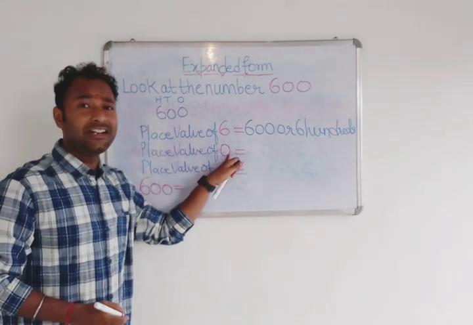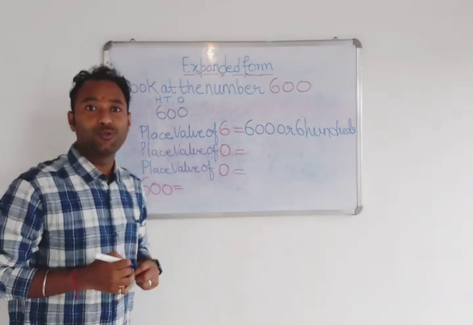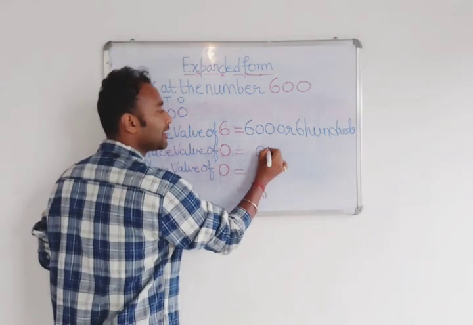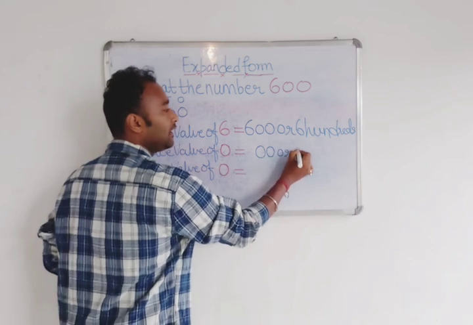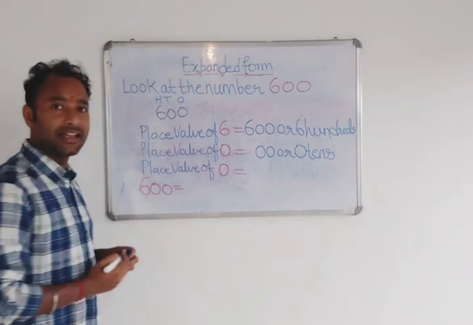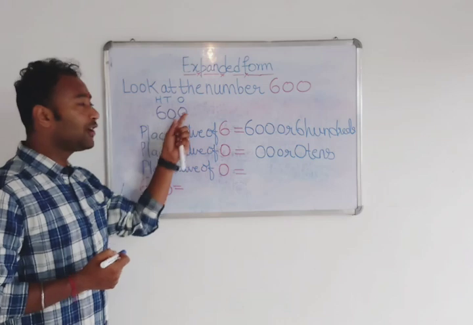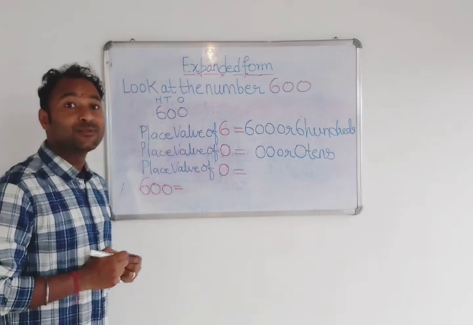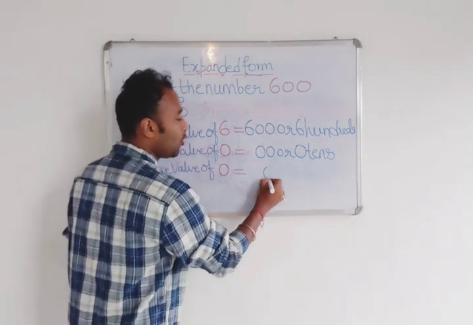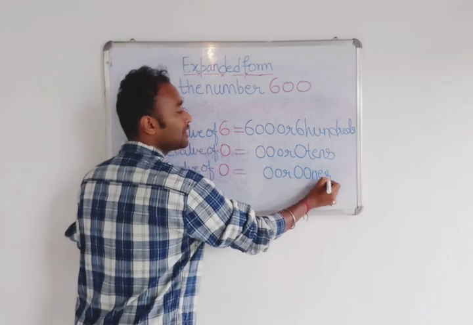Yes, this is a little tricky. Whenever the number is 0, at that time also you have to write the tens value. But you will simply write 0 0, or you can write how many tens are there? 0 tens are there. Understood, students? Now the place value of again 0. Now this becomes more tricky. So you will simply write the ones value, how many ones are there? There are 0 ones.